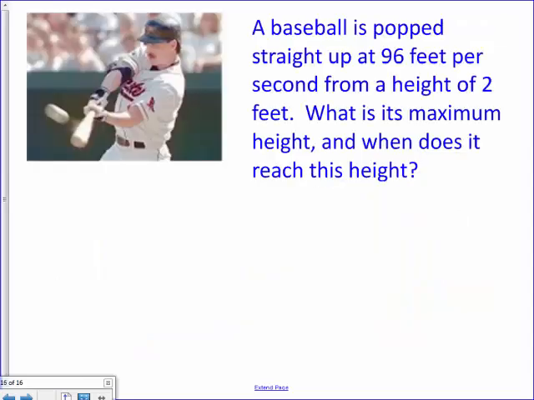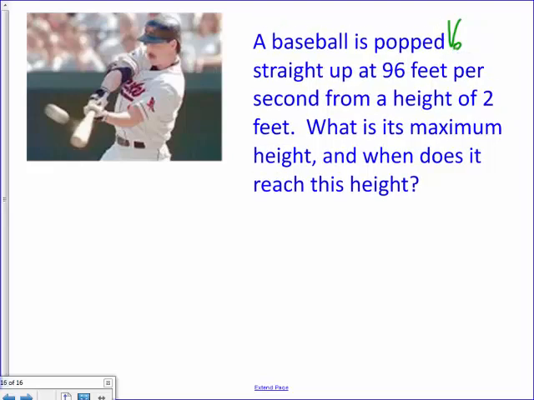So, a baseball is popped straight up at 96 feet per second from a height of 2 feet. All right, so 96 feet per second, that's our velocity, our initial velocity. From a height of 2 feet, so that's our initial height. And it says, what is the maximum height, and when does it reach this height?